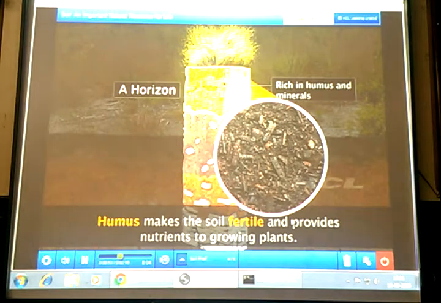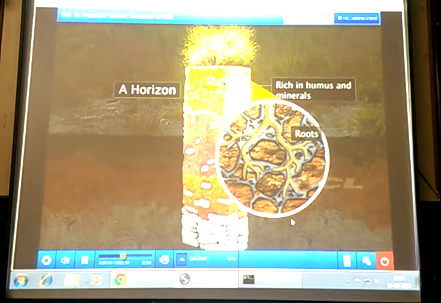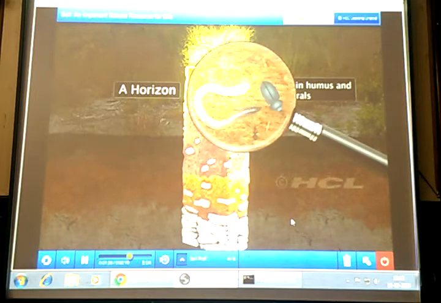Humus makes the soil fertile and provides nutrients to growing plants. The roots of small plants are embedded entirely in this layer. This layer is generally soft and porous and retains a good amount of water. Various living organisms such as worms, rodents, moles and beetles live in this layer.